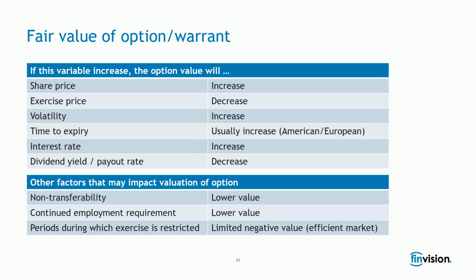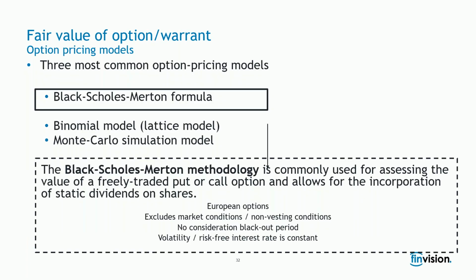So if we look now to the three types of valuation models. The first one that most of you may know is the Black-Scholes-Merton formula. It's very straightforward. It's a formula. You can find it in Excel. You can look up some websites where they have a kind of model. You enter the parameters and it will calculate.